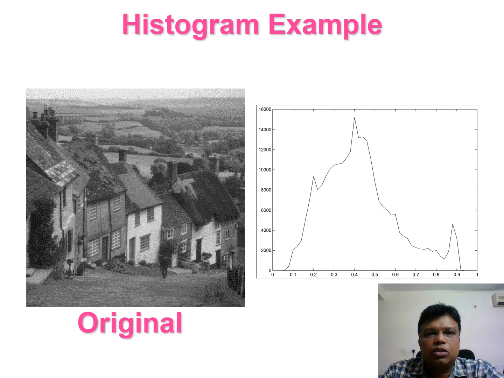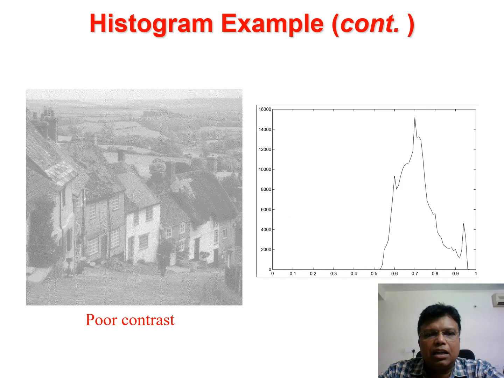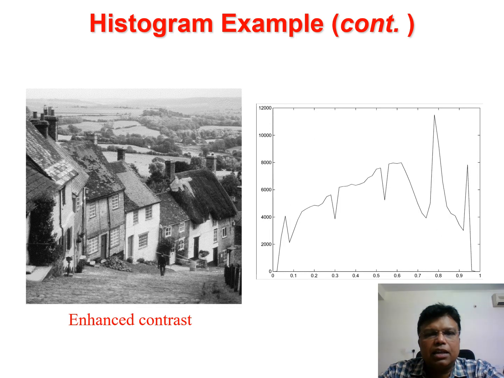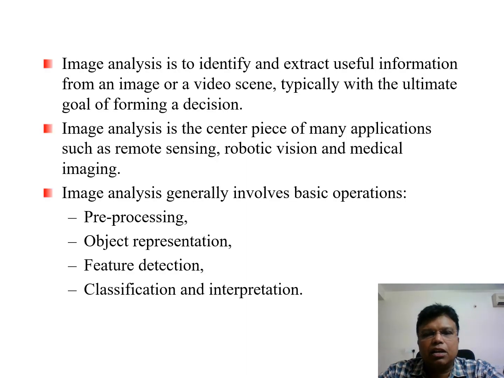So how do you do image enhancement? This is an example of an original image where you can see on the right side the histogram, which shows poor contrast. Again, here is an example of an image which shows poor contrast, and here we can see an enhanced contrast of the same image, and also smoothing and sharpening examples of the same image that help to enhance the image quality, and these factors contribute to increased image clarity.